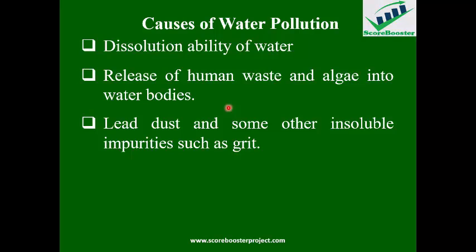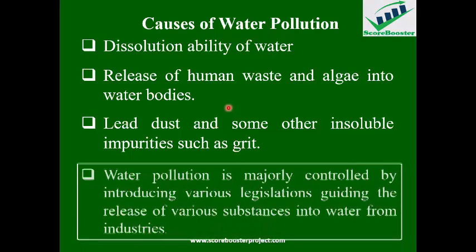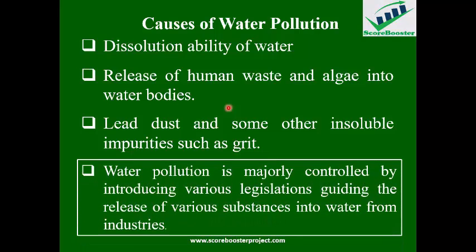Lead dust and some other insoluble impurities. So when we have lead dust, because there are some substances that contain lead that are introduced, like in petrol and other things, and some other impurities like grit, those are small particles. So when they are introduced into water, and human beings take them, there is going to be a pollution of water. And how do we control them?